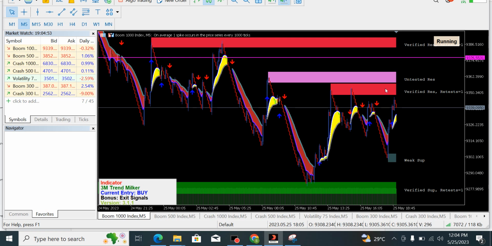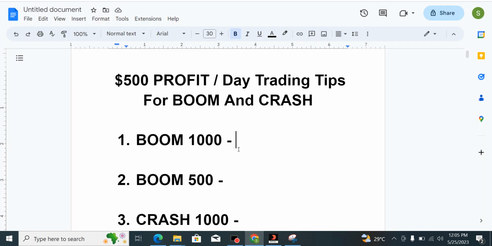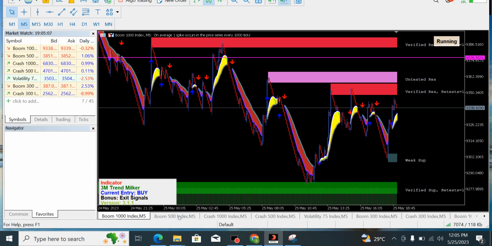If it breaks out above it, then definitely it will keep on buying, but if it does not, then it's going to sell again and try it out another time. Okay, but for now this is still more of a buying opportunity than a selling opportunity. Then the next asset is going to be Boom 500. Let's check it out right away.